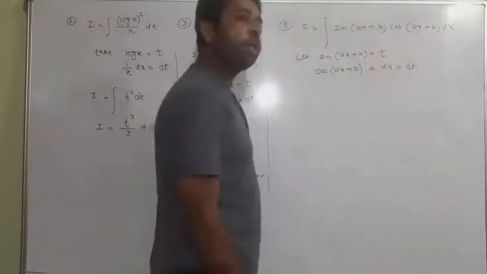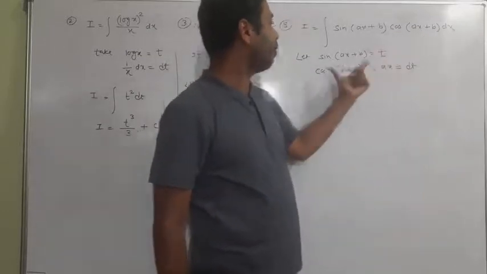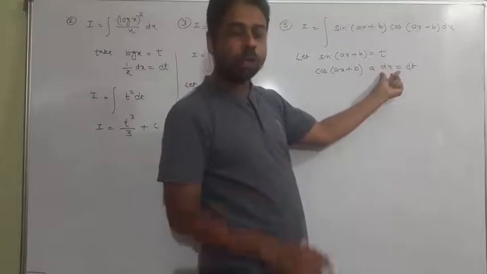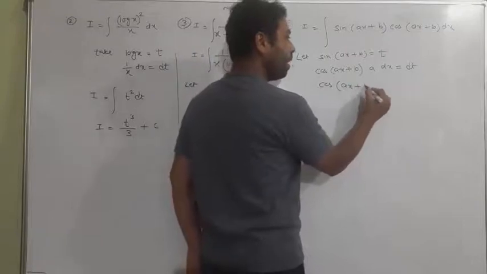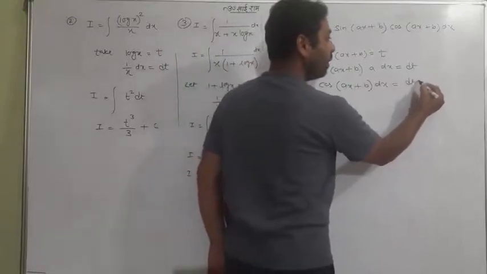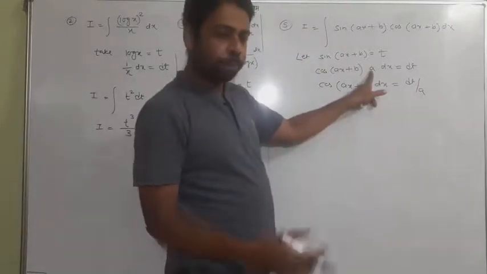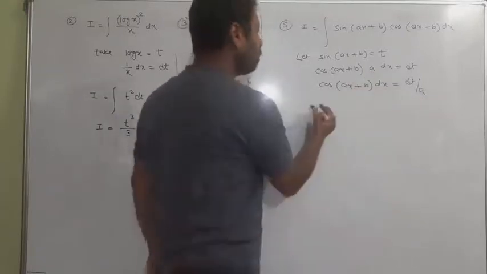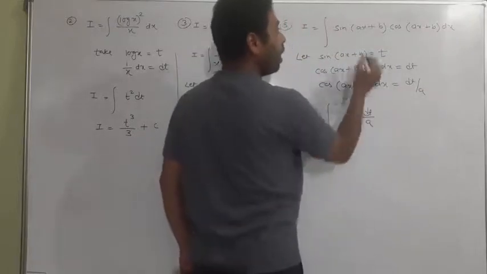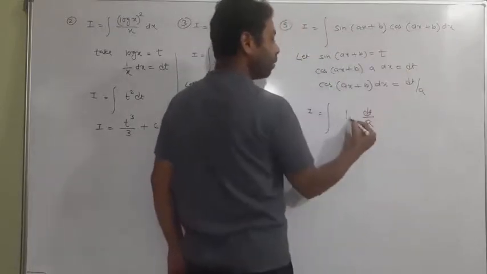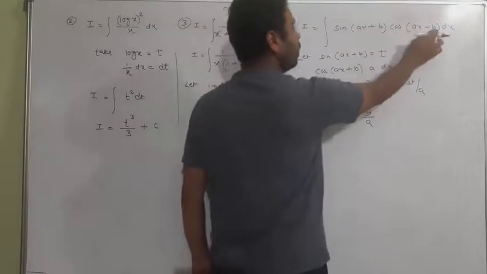Now think about what you need and what you can substitute from the question. cos(ax+b) dx is the thing which you can substitute. So you don't need a; you can transfer it so that cos(ax+b) dx equals dt by a. Even though a was a simple constant, you did transfer it. Now from the question, cos(ax+b) dx is dt by a, and sin(ax+b) is completely t. So this is t dt by a.